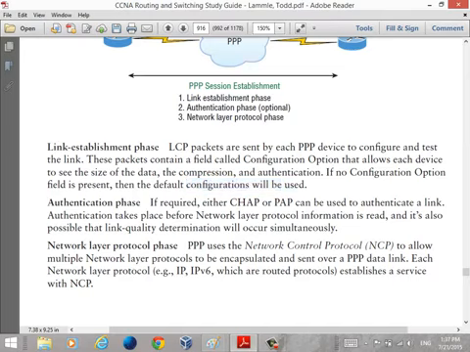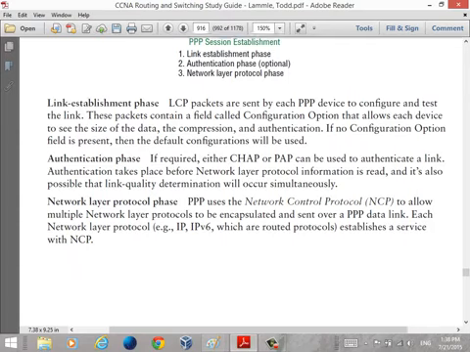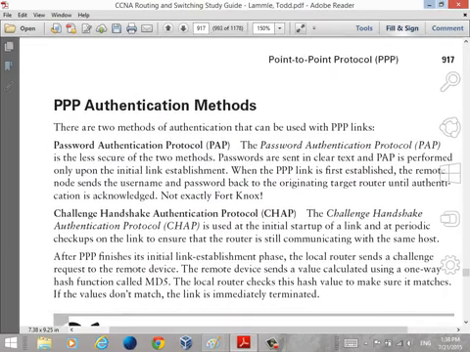Next phase. Authentication phase. If required, either CHAP or PAP can be used to authenticate a link. Authentication takes place before the network layer protocol information is read, and it's also possible that link quality determination will occur simultaneously. Next thing. Network layer protocol phase. PPP uses the network control protocol to allow multiple network layer protocols to be encapsulated and sent over a PPP data link. Each network layer protocol establishes service with NCP.